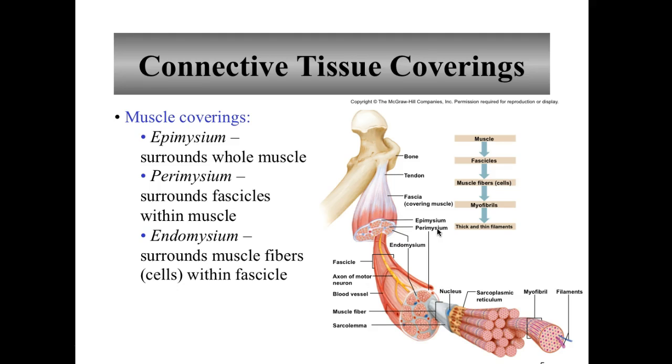So if we look at how it's broken down, you have the muscles, and the muscles themselves have fascicles, and the fascicles are then composed of those muscle fibers, or cells. Then you have these things called myofibrils, and then you have the thick and thin filaments, which would be the actin and myosin filaments that we'll talk about a little bit later.